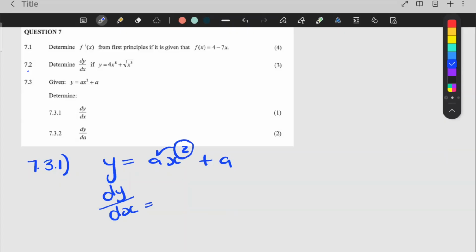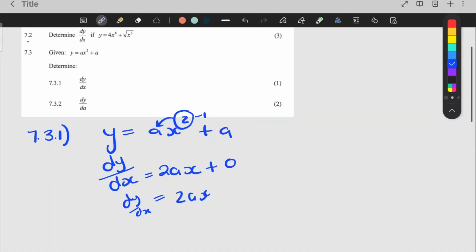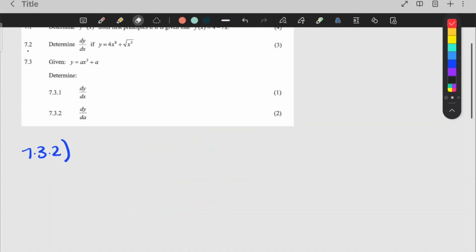So this 2 will come here by the a. So this is 2a, and then minus 1, so x to the 1. And then plus, there's no x here. Because I'm deriving x, anything that doesn't have an x will fall away. So this is a constant, so it's 0. So the answer for dy over dx is 2ax. And that's that answer.